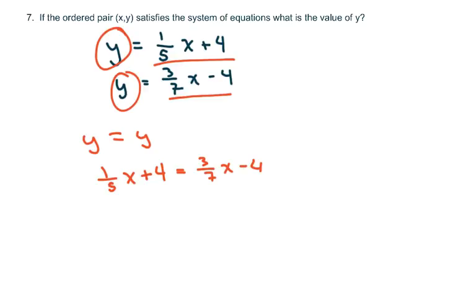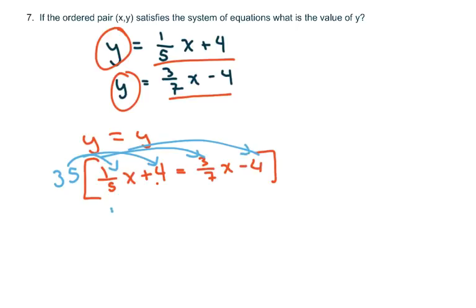And what I'm going to do is go ahead and multiply everything through. You could subtract your 4's here, whatever. I'm going to multiply everything through by 35. Why am I doing that? So I can cancel out my fractions here. So I'm going to distribute this with each term here. So that's the distribution. And you're going to get 7x plus 140 equals 15x minus 140. Now I'm going to go ahead and add 140 to both sides.